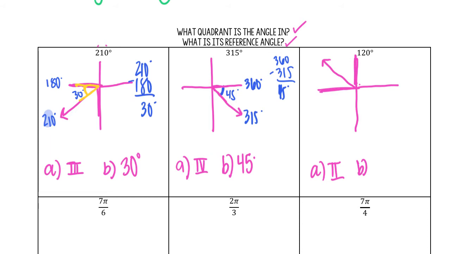If we're trying to find the reference angle, the angle formed between the inside of the angle and the x-axis, think to yourself, okay, this is 120, this is 180. How far apart are 120 and 180? Subtract them if you need to, and you should get that they are 60 degrees apart. So our reference angle there is 60 degrees.